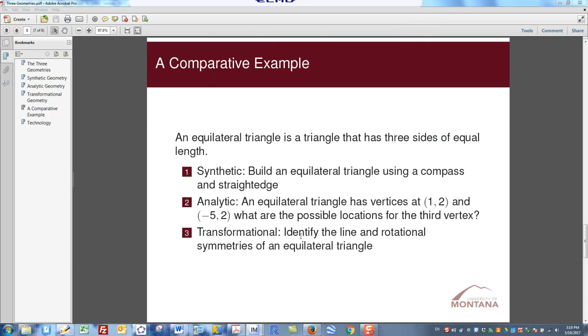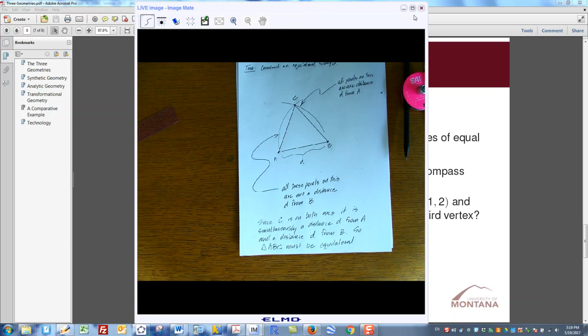So let's try an analytic problem about equilateral triangles as well. Suppose we have an equilateral triangle with vertices at (1, 2) and (-5, 2). What are the possible locations for the third vertex? All right, let's try that one.